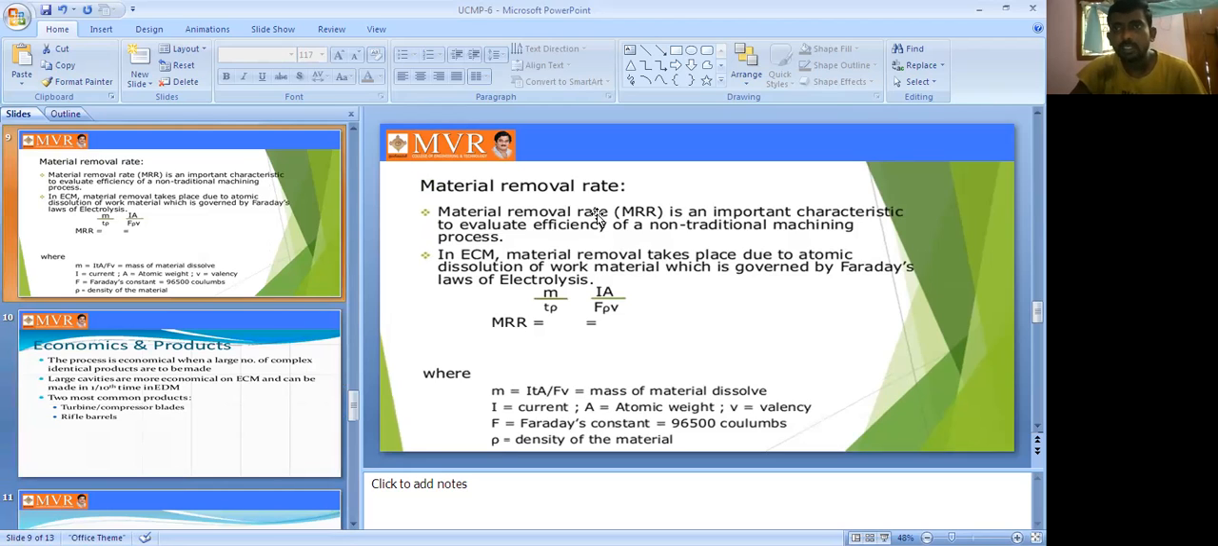The economical aspects of ECM in MRR. So we have the MRR sums. Tomorrow's class we can continue these sums and complete the second unit. Thank you. So that is our today's class.